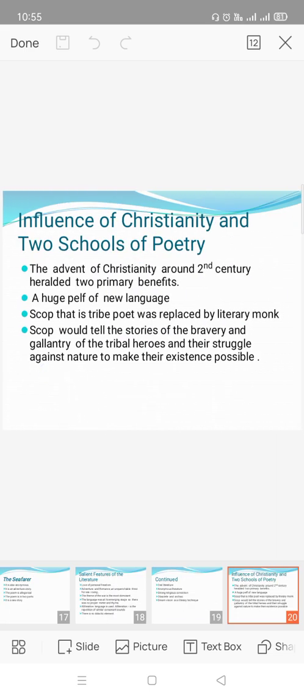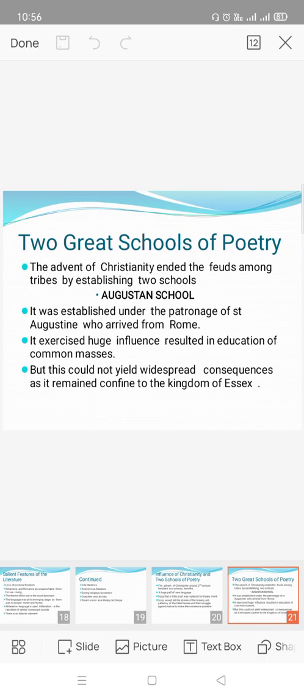Influence of Christianity and the two schools of poetry. The advent of Christianity was around the 2nd century, and it heralded two primary benefits to the country: a huge pelf of new language, because English was introduced, and the scop, that is a tribe poet, was replaced by the literary monk. Earlier on there used to be scops of the tribes who used to tell stories. Now it was replaced by the literary monk, and the scop would tell the stories of bravery and gallantry, etc.